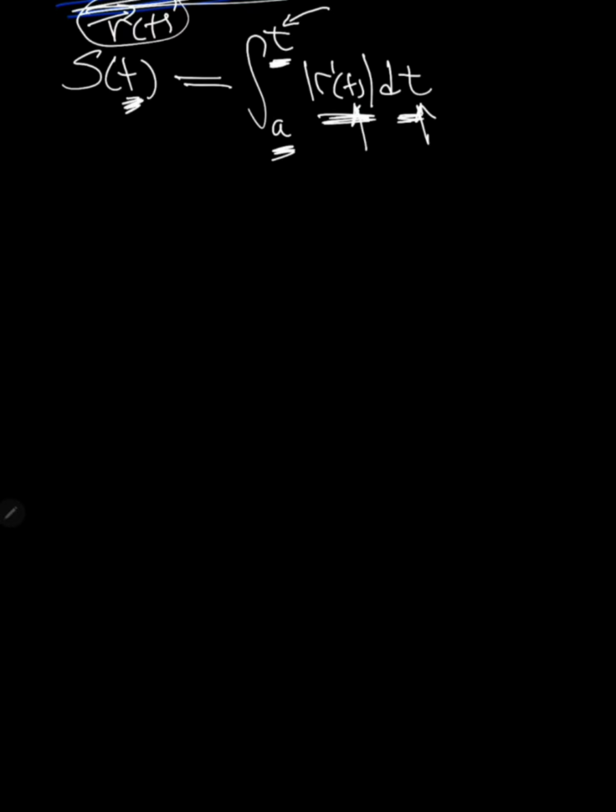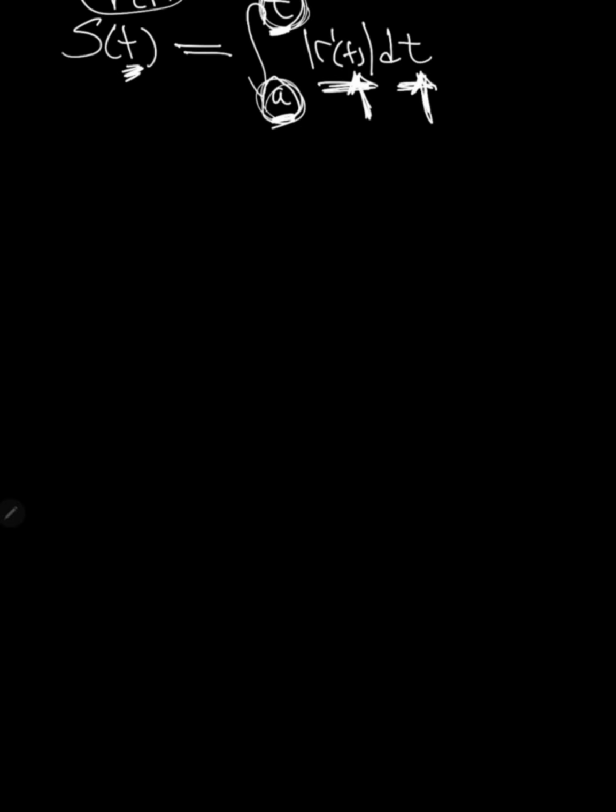And in fact, the t's in here, the r prime of t and the dt, are just dummy variables. You can name them anything you like. They always integrate away once you plug in the two limits of your integral. So the important point here, though, is that your variable is t. So this gives you an actual function, right?